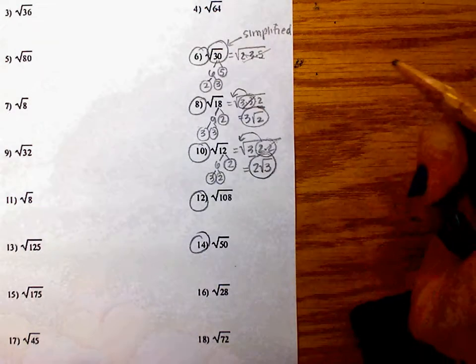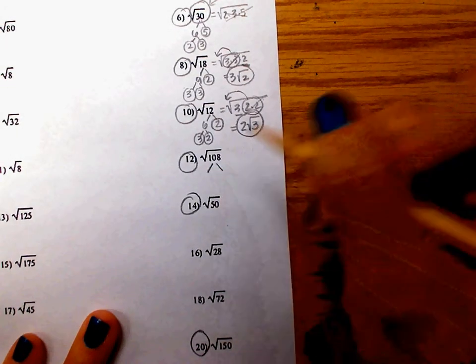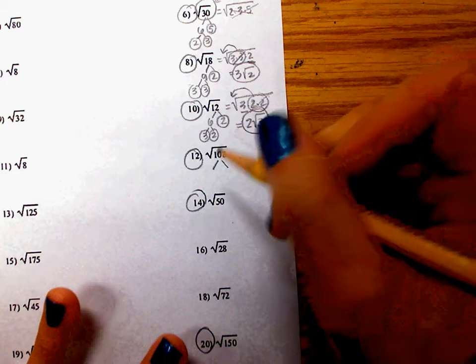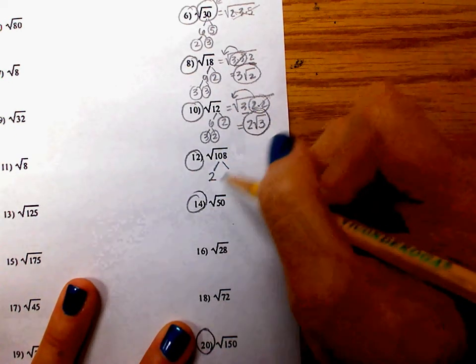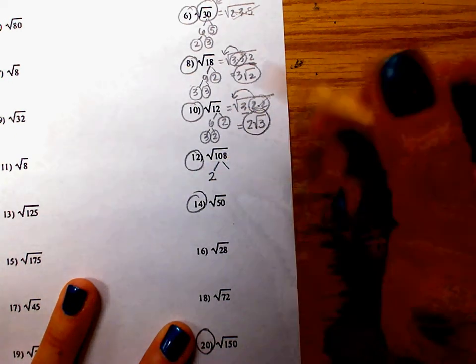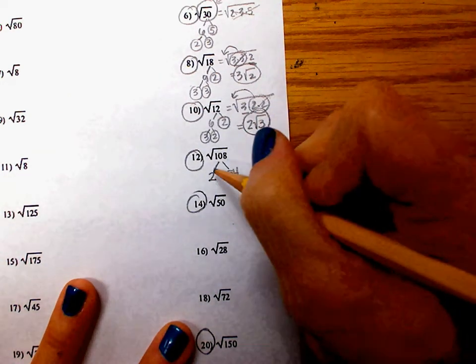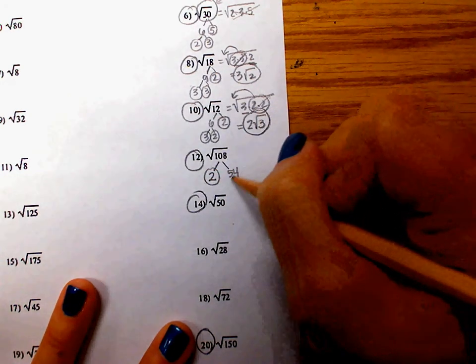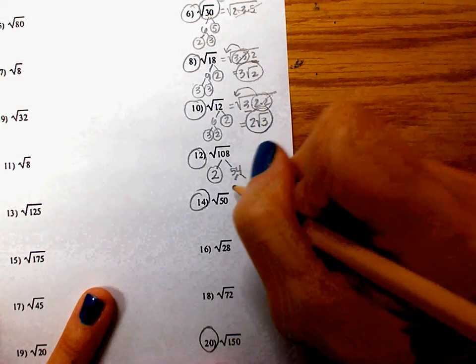Number 12, I am not sure exactly what I can multiply by, but I do see that it's an even number, so I'm going to divide by 2. So if you take your calculator, take 108, divide by 2, you'll get the other factor is 54. Alright, so then 2 is prime, 54 can be broken down. I can divide that by another 2. I know it's 9 times 6.